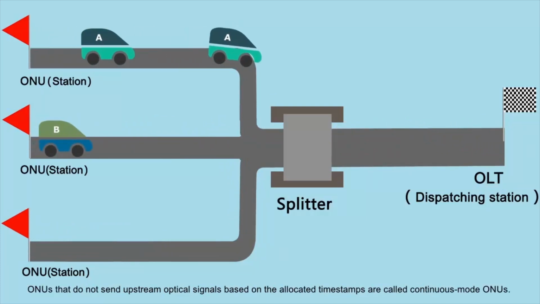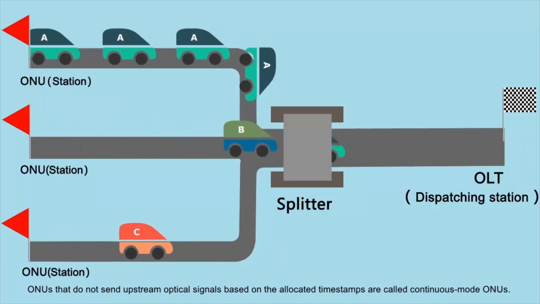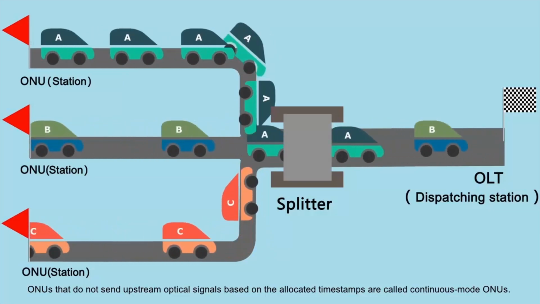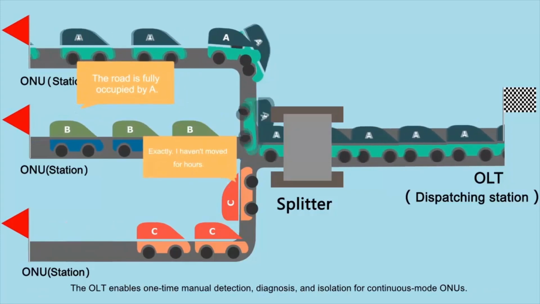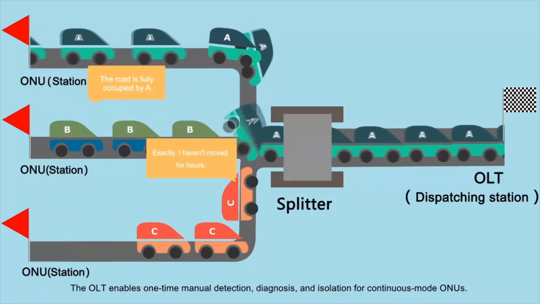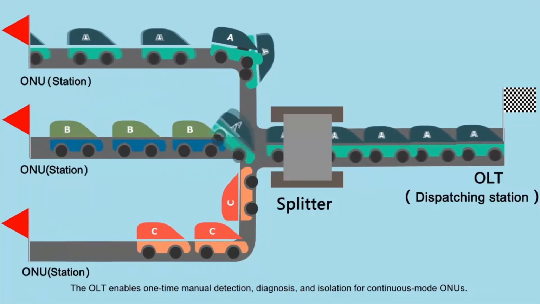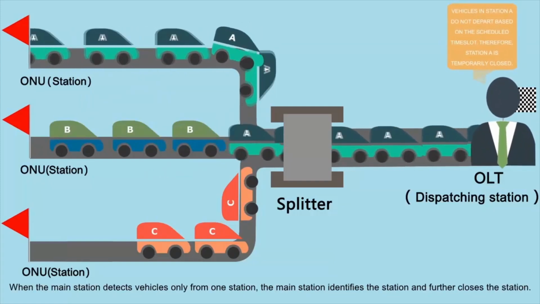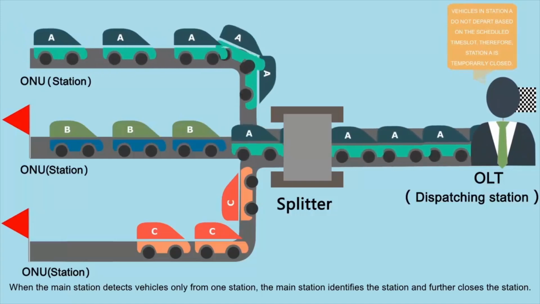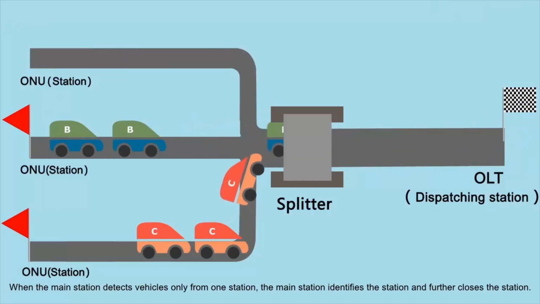ONUs that do not send upstream optical signals based on the allocated timestamps are called continuous mode ONUs. The OLT enables one-time manual detection, diagnosis, and isolation for continuous mode ONUs. When the main station detects vehicles only from one station, the main station identifies the station and further closes the station.